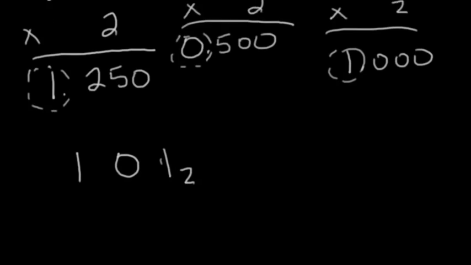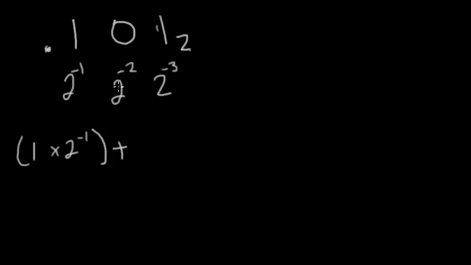So to prove this, we can go ahead and take a look at it right here. So let's see. This is 0.101, and now we have 2 to the negative 1 spot, 2 to the negative 2, and 2 to the negative 3. Alright, so 1 times 2 to the negative 1 plus 0 times that, so that's just going to be 0, plus 1 times 2 to the negative 3.